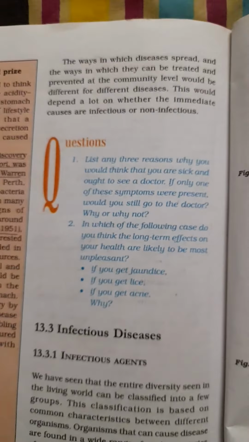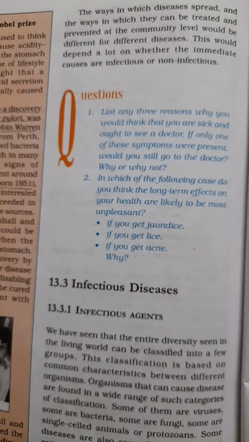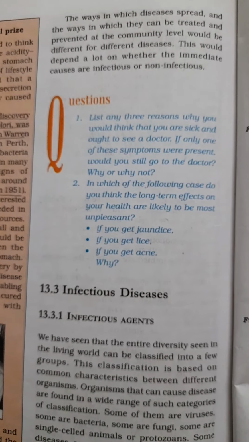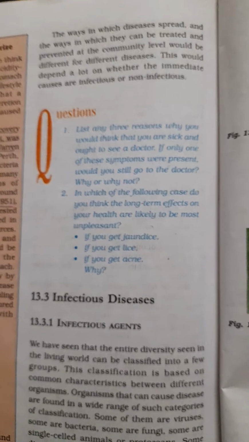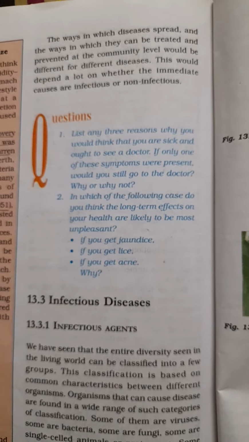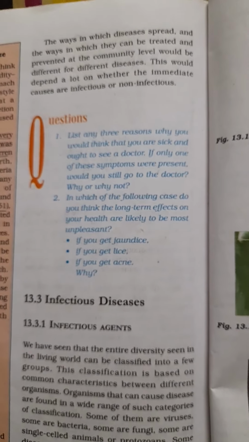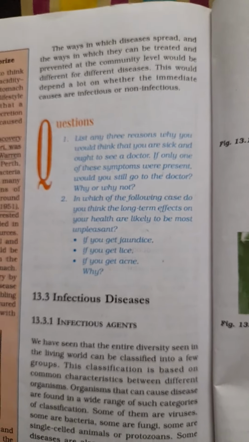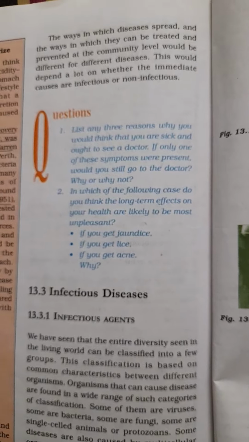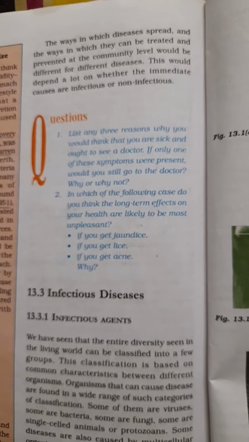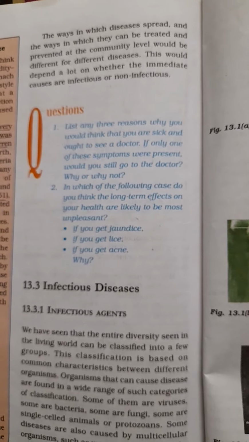Then there is the way in which diseases spread and the way in which they can be treated. There are so many ways in which they can be treated and prevented in the community. There are doctors who practice community medicine, which is all about studying the diseases and risk factors of developing certain diseases in the population. Those doctors work together to prevent these diseases from forming in the community.